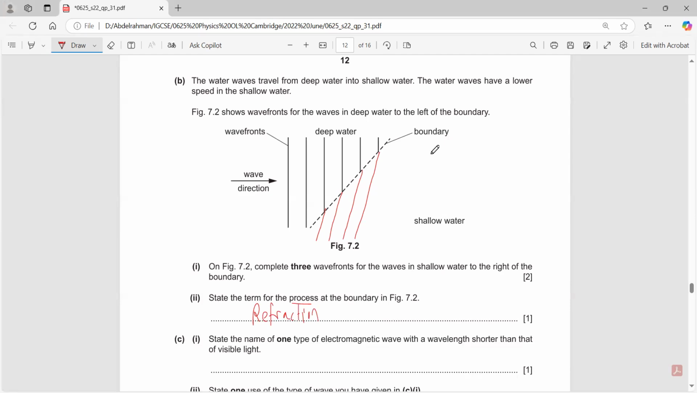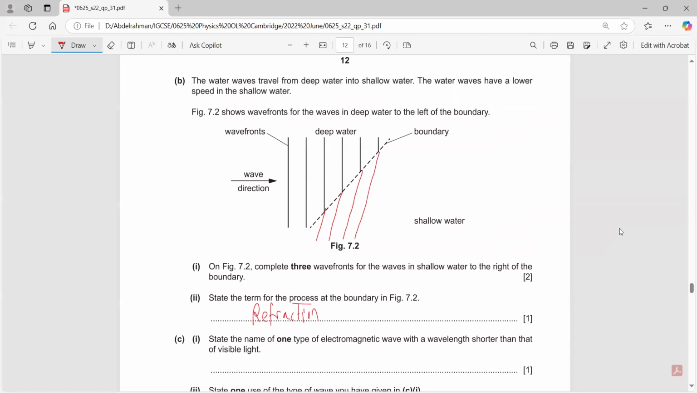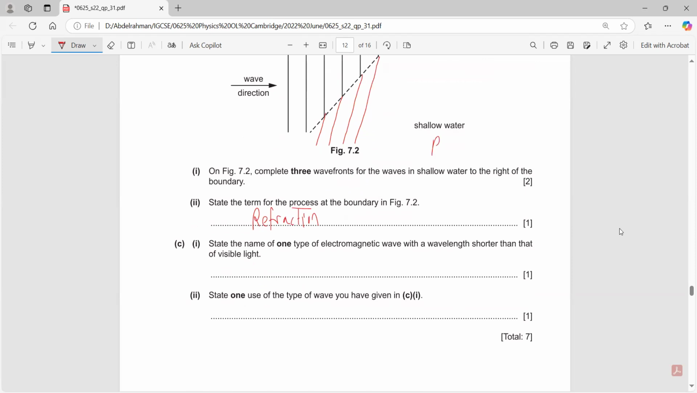State the name of one type of electromagnetic wave with a wavelength shorter than that of visible light. We need a wavelength which is shorter. So either radio waves, microwaves, or infrared. Yes, radio, micro, or infrared.